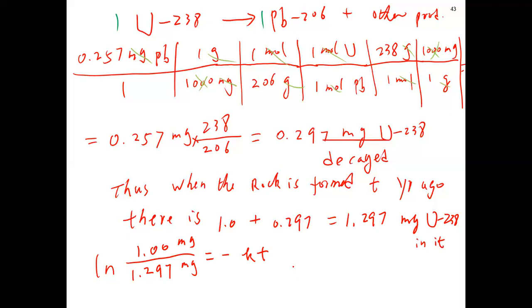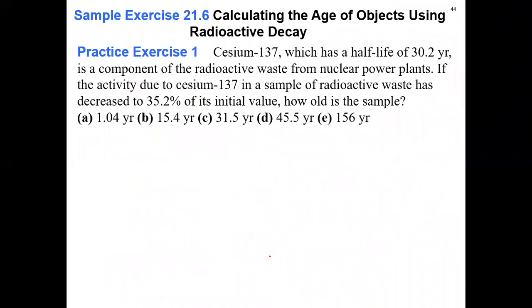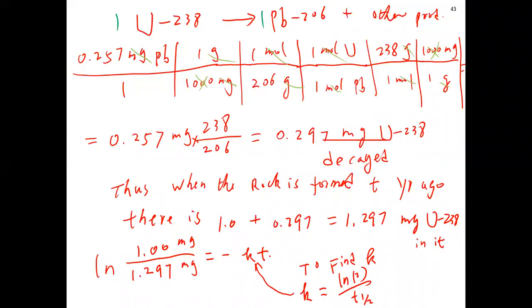Okay, so to find K, remember our way is K equals ln 2 divided by T 1/2. So we'll go to the next slide, find T 1/2, then plug into this, find K, then plug into this equation to find T. Let me prepare the next slide. Let me erase some of those and we'll do the calculation here. Okay, any questions?